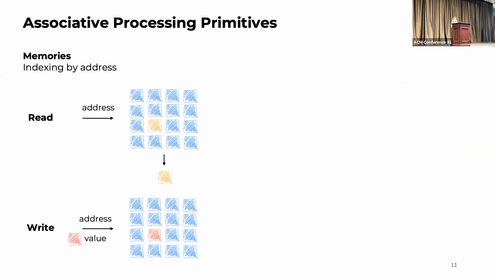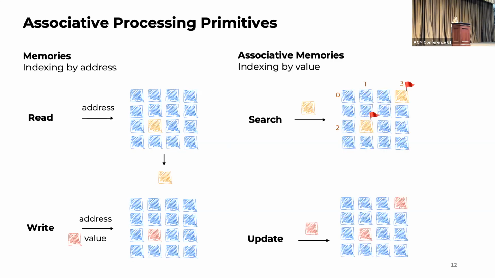But first, let's dive a little bit into what associative processing as a compute paradigm is. Traditionally, we interact with memories by indexing by address, which means we give it an address, or an address and a value, and this address is read or written. Instead, associative processors or associative memories search or index by value, which means we give them a value. This value is compared against all the values stored in the memory, and they indicate match or mismatch.